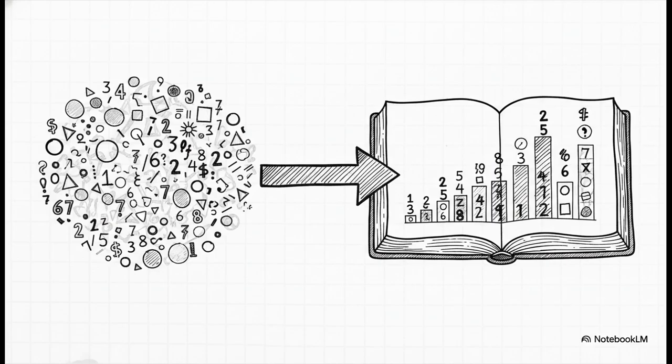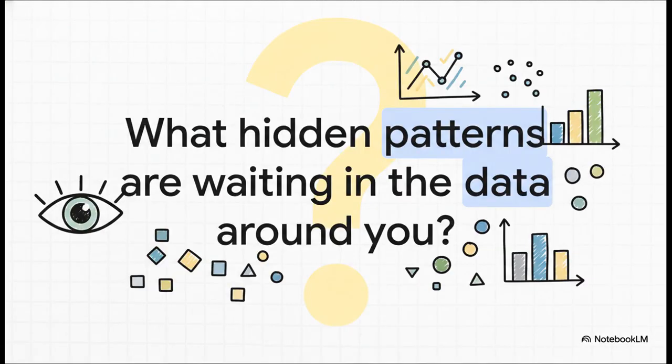So let's bring it all home. We started with a chaotic jumble of numbers. By organizing them and then visualizing them, we uncovered a story. And that is the true power of the histogram. It's a storytelling tool that reveals the shape and the patterns hidden inside our data. Which leaves us with one last question. Now that you have this tool, and now that you know how to look for these patterns, what hidden stories are just waiting to be discovered in the data that's all around you?